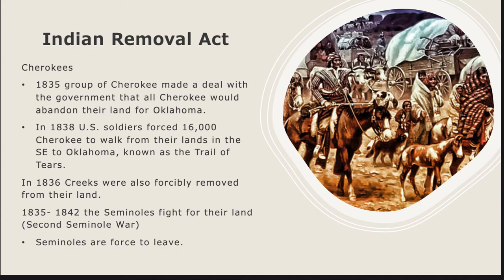And in 1838, U.S. soldiers are going to force 16,000 Cherokees to walk, and I mean walk, from their lands in the southeast part of the nation. And we're going to look at these territories in just a second on a map. And they're going to force them to walk to Oklahoma. This is hundreds of miles that they are walking. And you can see in the picture there and the picture on the previous slide, they were walking with whatever they could carry. They were walking with whatever goods they had. It was pack up your home and let's move. And this becomes known as the Trail of Tears.